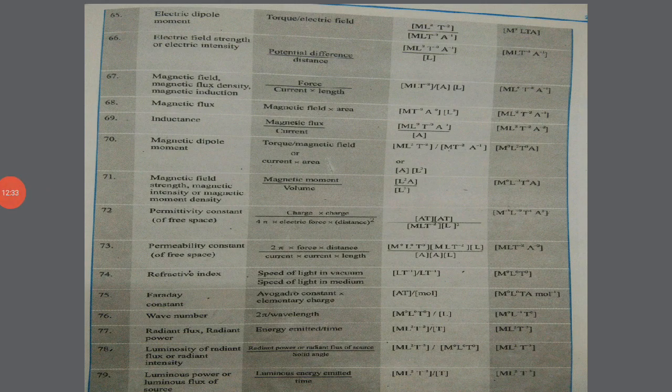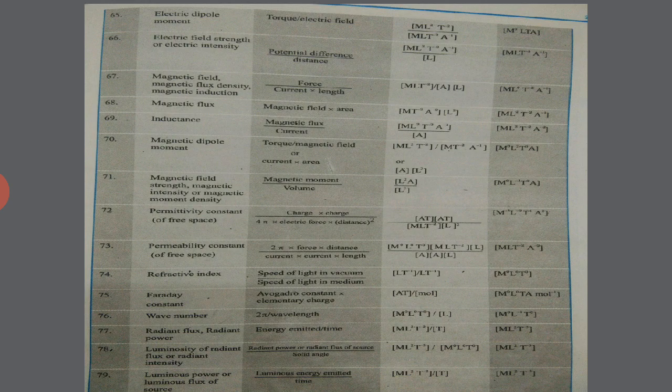Electric dipole moment, torque upon electric field. Okay, electric field strength, and other formula, magnetic field. These are some formulas that will be used in class 12th, from 46 to other formulas, that is up to I think it is 72. Okay, Faraday constant is also used over there.